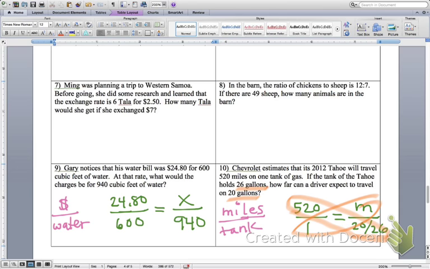So if we solve this one, we'd have M equals 520 times 20 over 26. In this case, we have 520. Multiply it by 20, that gives us 10,400, and that you would divide by 26, which would end up being a total of 400 for our final answer. So in this case, M would be 400 as our final answer.